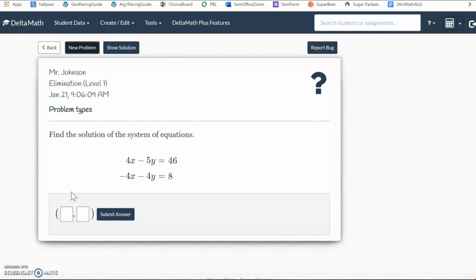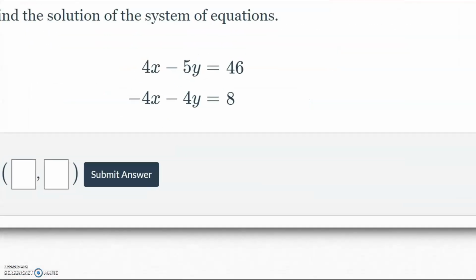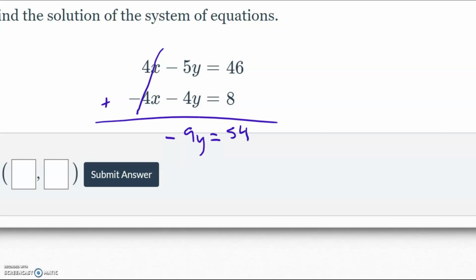Okay. If I was to add down, would something eliminate? Yes, the x's would eliminate. So I'm going to add down on this problem. I don't have to subtract like we did on the last problem. So I'm adding. 4x plus negative 4x eliminates. Negative 5y minus 4y makes negative 9y's. 46 plus 8 is 54. Divide by negative 9, and we get negative 6.